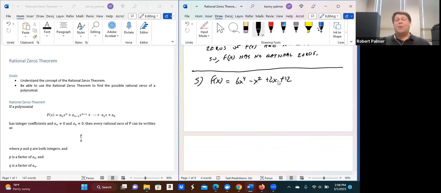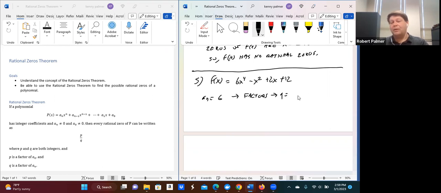Now this one's going to be a bit of a pain to list all these. You'll see why, but this is a good example of the possibilities you can have. Once again, it's in ascending order. Our an, our leading coefficient, obviously is 6. Now think about the factors of 6. I'm having trouble writing today. This time that's going to be your q.